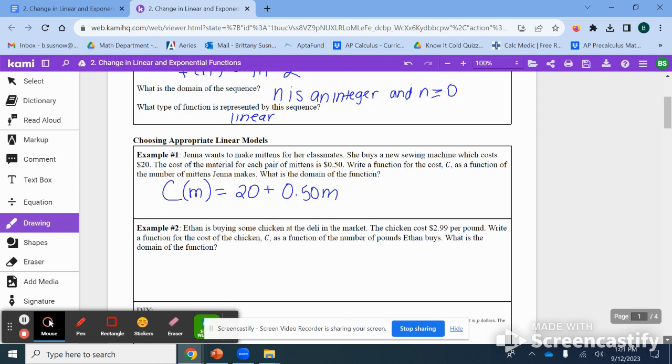Okay, so now let's think about our domain here. Could she have had 0 mittens? Yeah, she could have had 0 mittens. Could she have had half a mitten? No. So it's going to be the same idea for your domain. We'll say m is an integer and m is greater than or equal to 0.